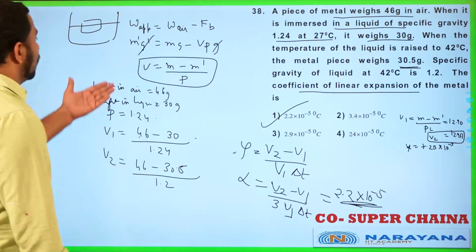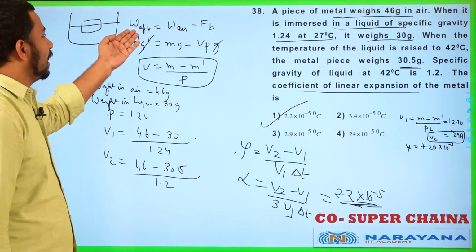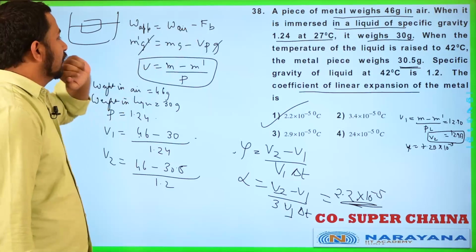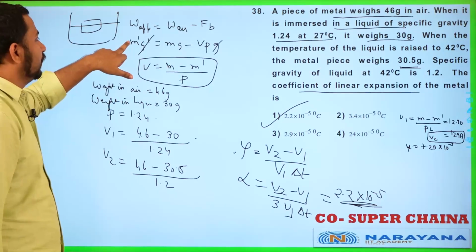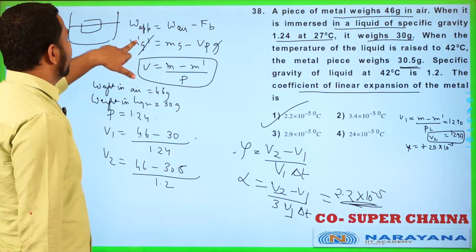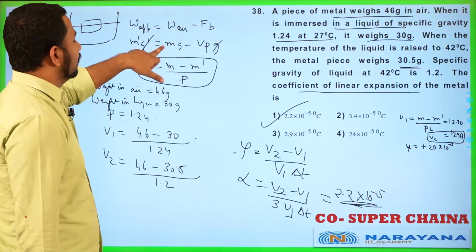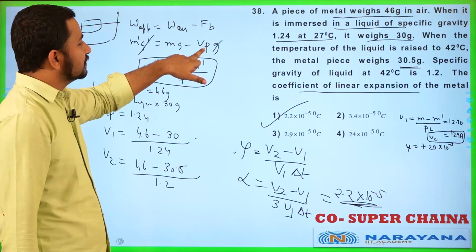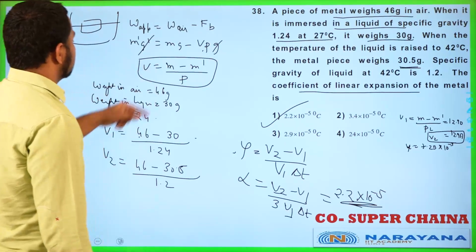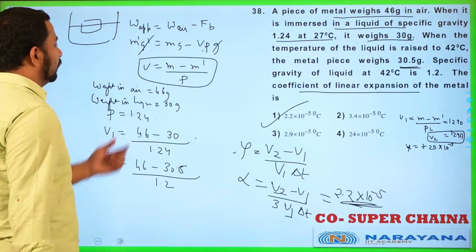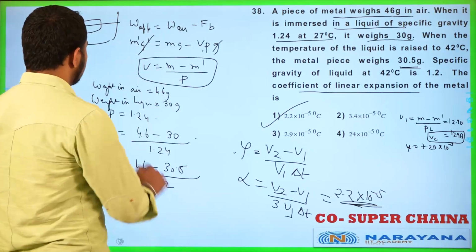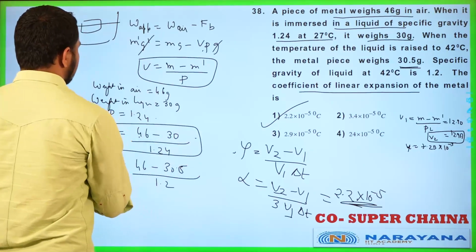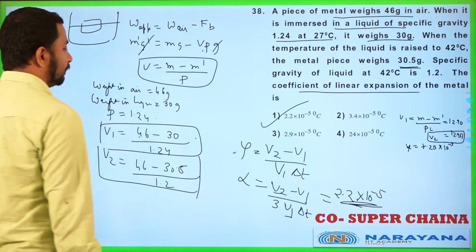Okay. So apparent weight will be weight in air minus buoyant force. So weight in air will be m dash g is equals to mg minus buoyant force, V into density into g. So just take out this, we get volume V1. So this formula is there for the first case, this formula V2 we get for second case.